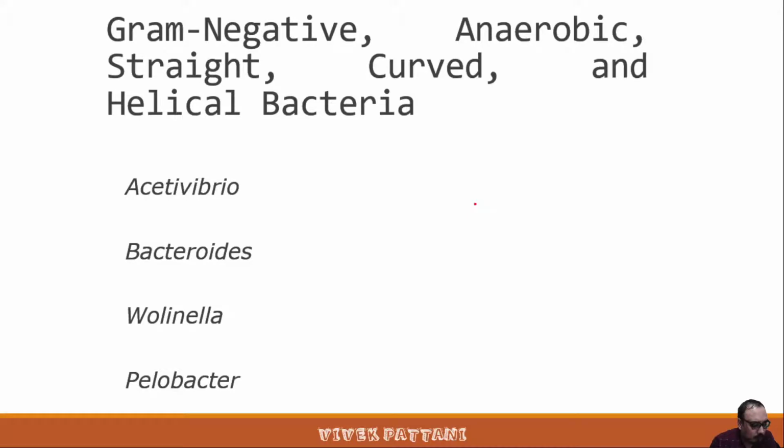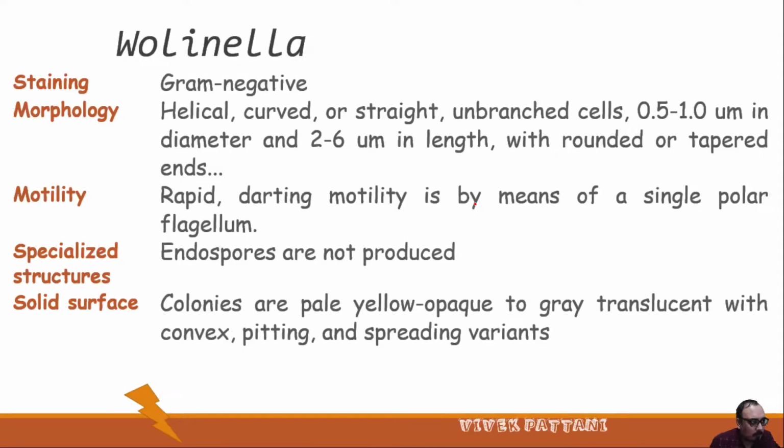Moving forward with today's group, which are gram-negative, anaerobic, straight, curved and helical bacteria, which includes some that I have shortlisted. First one is Acetivibrio, next one is Bacteroides, next one is Wolinella, and the next one is Pelobacter.